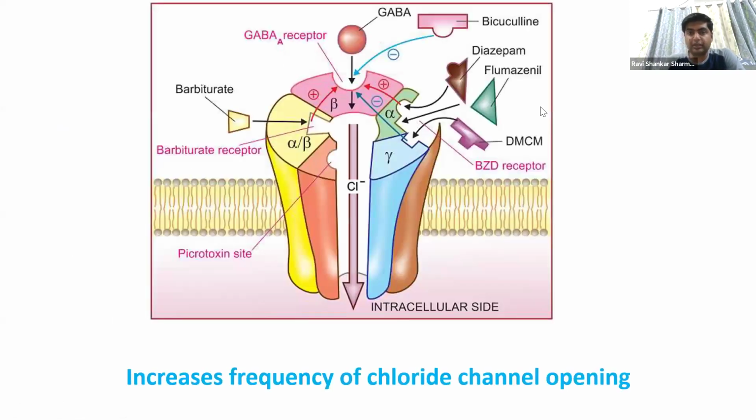Another is clonazepam, a benzodiazepine. Where does it act? This is another anti-epileptic medicine. It binds to the alpha subunit of the GABA receptor and increases the frequency of chloride channel opening, thereby reducing pain transmission.